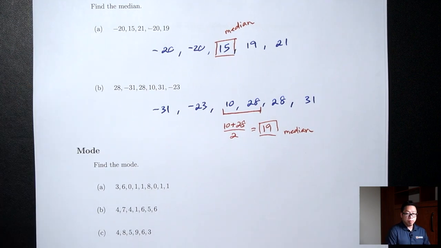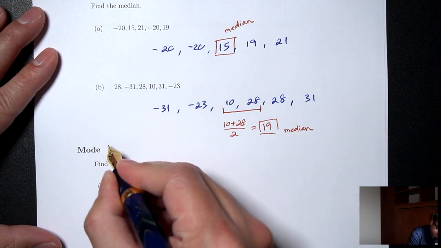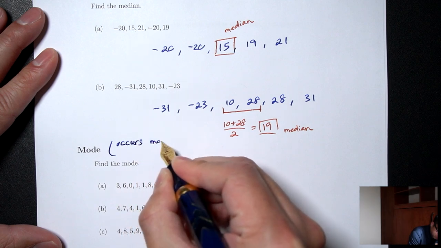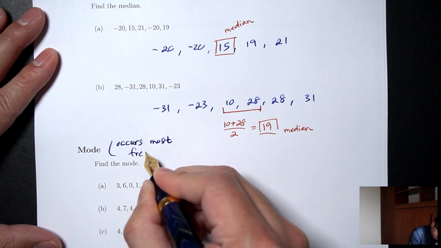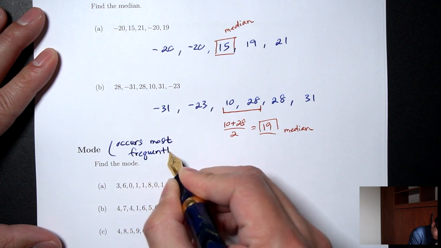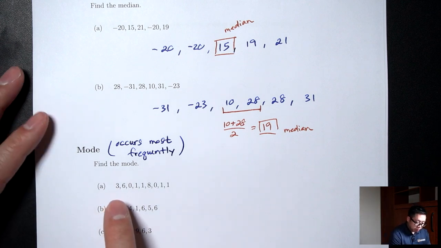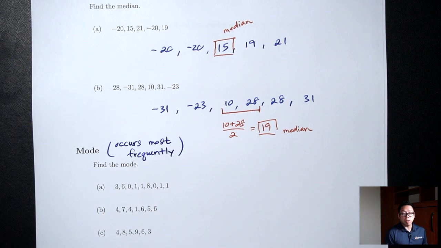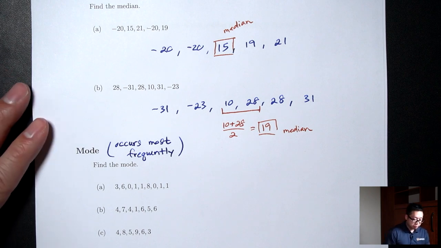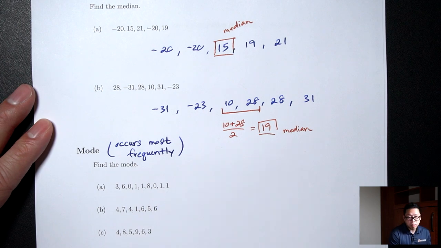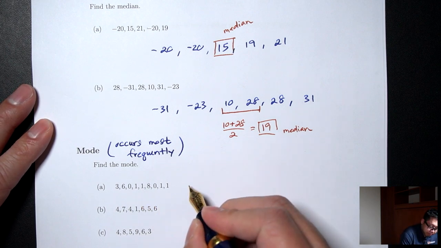The last measure of center is the mode. The mode is the number that occurs most frequently. It's the data value that occurs the most often. Part A, if I look at my data values here, which one occurs the most often? Look at the one. The one occurs 1, 2, 3, 4 times. All of the other numbers occur only once. So one is the mode.